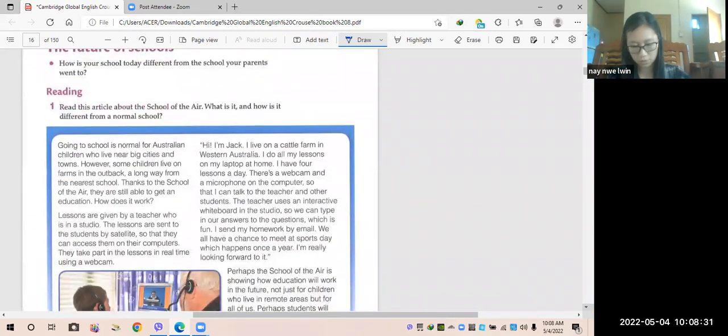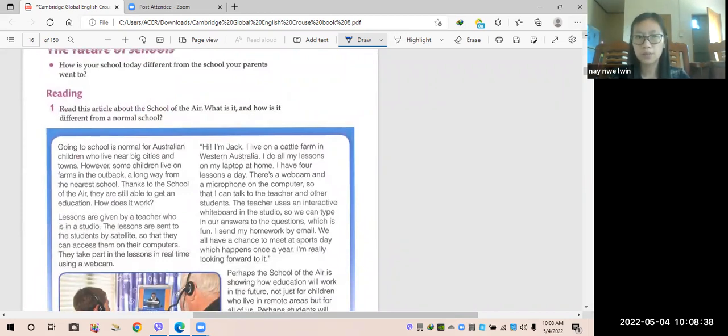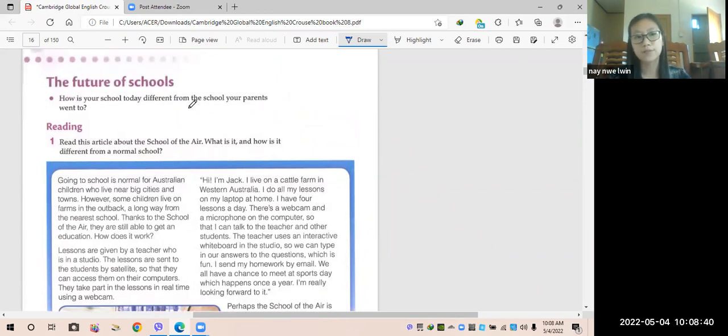On page number 15. It's about reading. Before reading, there are some discussion points. The future of schools. The question that we have to discuss is, how is your school day different from the school your parents went to? What are the differences? Your school and the school your parents went to, meaning the schools in the past. So what are the differences between today's schools and the schools from the past?